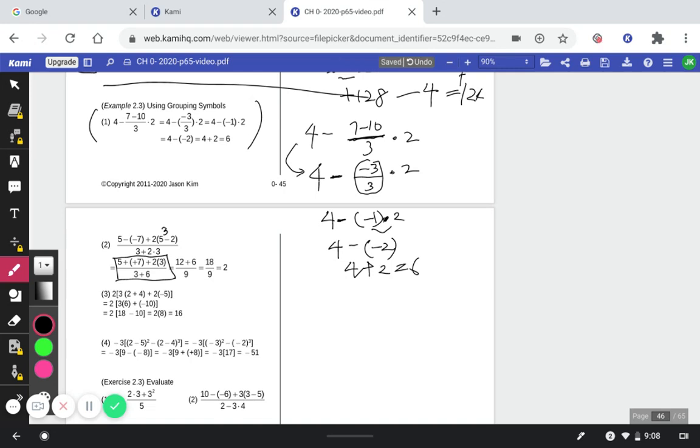5 plus positive quantity of positive 7 plus 2 times 3, which is 6. You end up with 5 plus 7 first. 2 times 3 is 6. And then 3 plus 6 is 9. You have 18 over 9, which is 2. So let me show you step by step one more time.